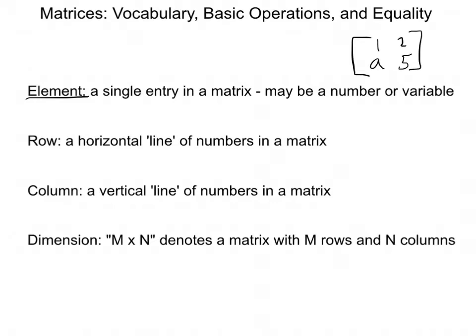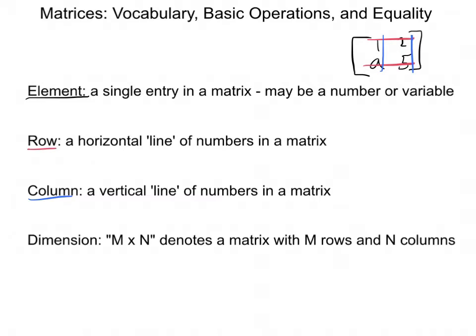Okay. The rows of a matrix are the horizontal lines of numbers. So the rows in this matrix up here would be 1, 2, or A and 5. Right. So there's the first row and there's the second row. Not a big deal. Next up are columns. Right, columns are the vertical lines of numbers in a matrix. So this has columns of 1, A and 2, 5. So rows are horizontal, columns are vertical.